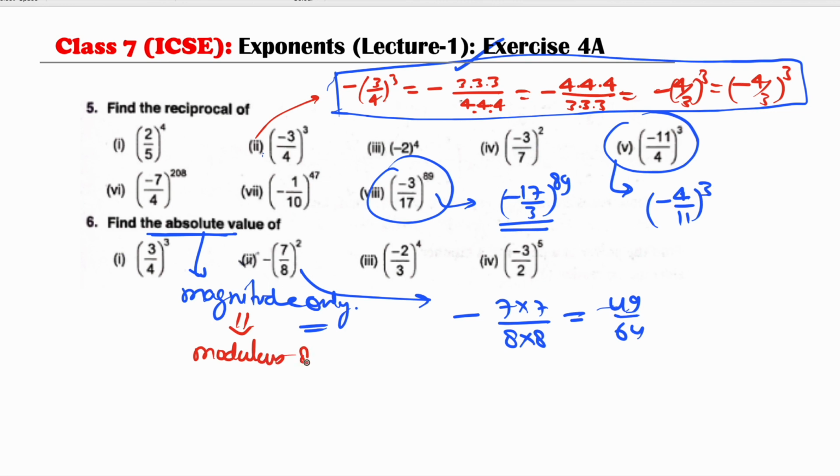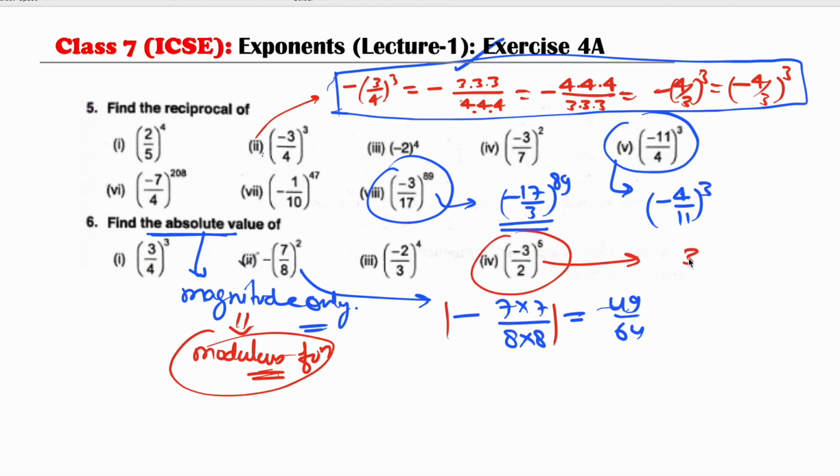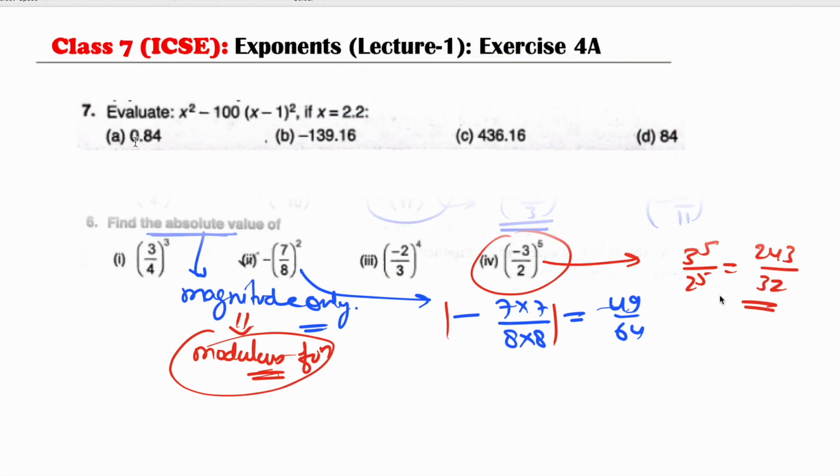Modulus or modulus function. We can say that this is modulus. If we take the mod of this, then it becomes 49. That is the absolute value or the magnitude of this. Similarly here the magnitude will be 3 to the power 5 upon 2 to the power 5. 3 to the power 5 is 243 and this is 32.